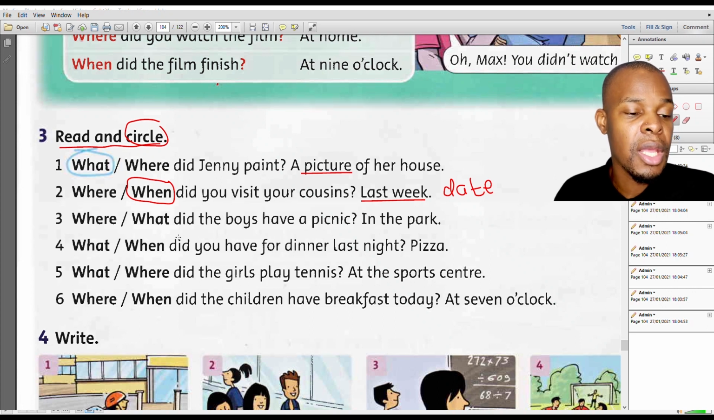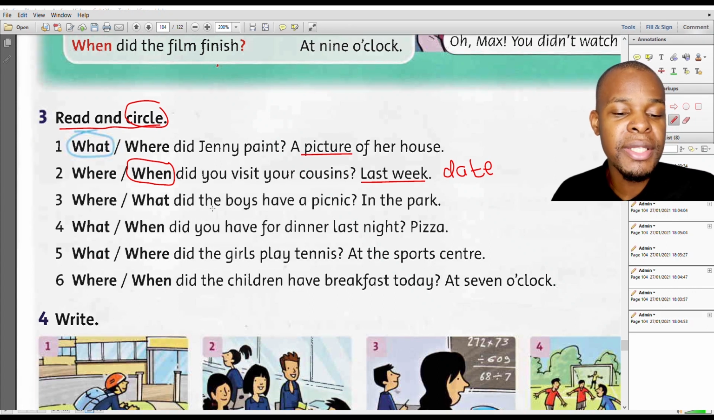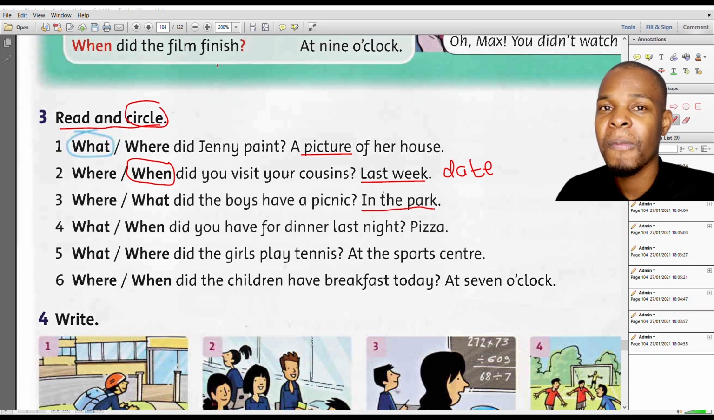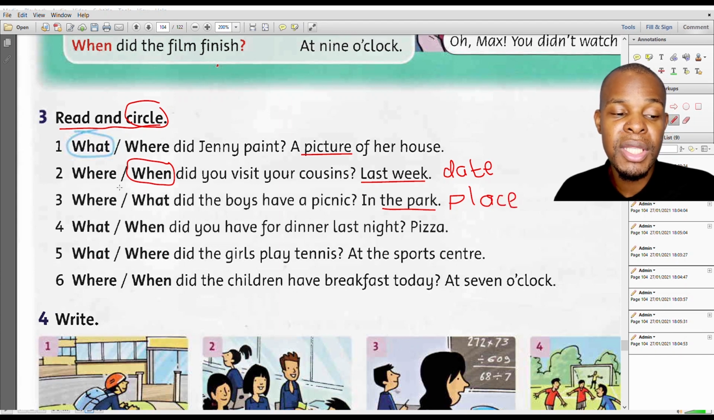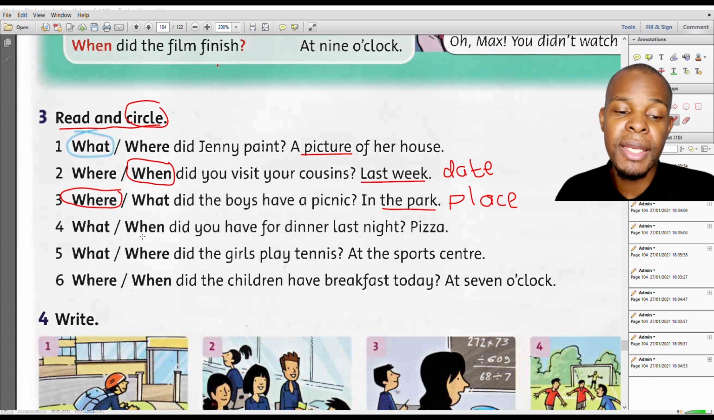All right, number 3. Did the boys have a picnic in the park? So the park is a place. When we talk about place, we use where. So it's where did the boys have a picnic? In the park. Okay, so next one, number 4.